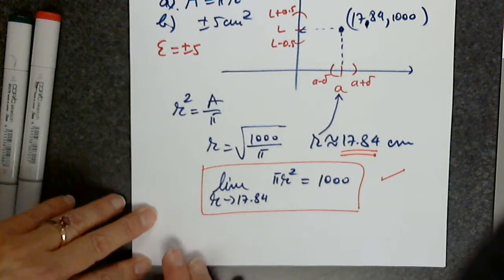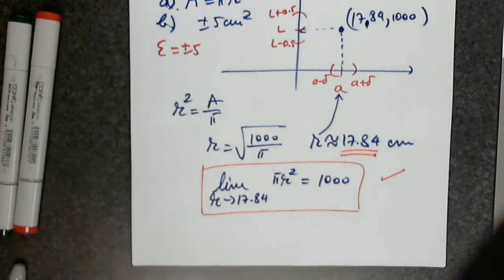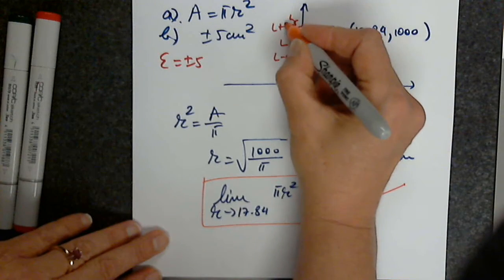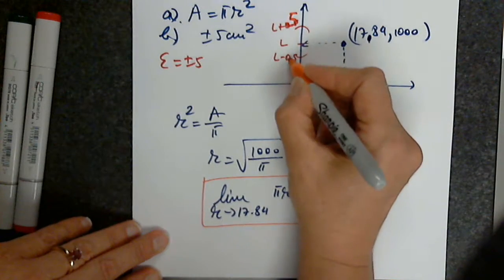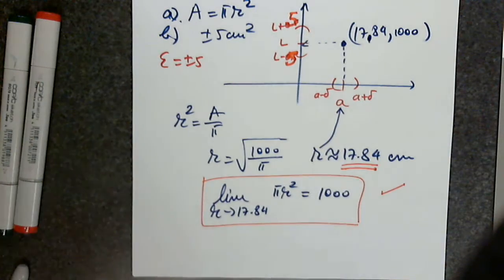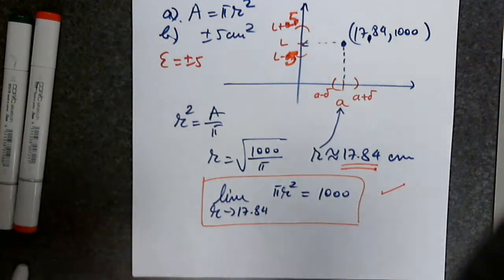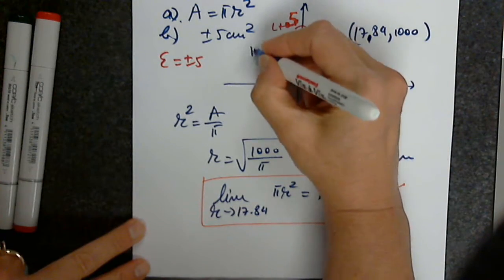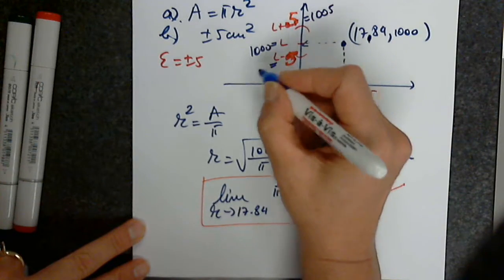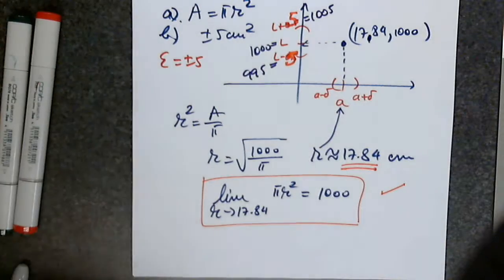I thought it was 5. Oh, was it 5? I'm sorry. For some reason I read 0.5. Thank you. Very good. So yes, in other words, this is 1,000. So this is 1,005, and this is 995. Okay, good. So what do we have to write?